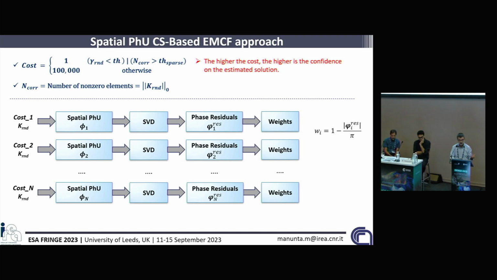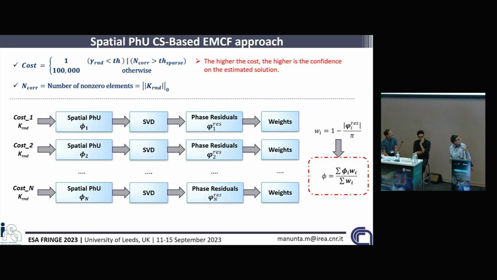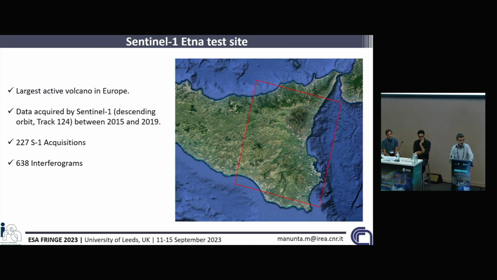So from the phase residual, we can retrieve the weights, and the weights with the equation. No, sorry, this equation. And the weights can be used for a weighted average of the solution to retrieve the final, more robust result. So now let's move to see some results that we retrieve by processing Sentinel-1 data.